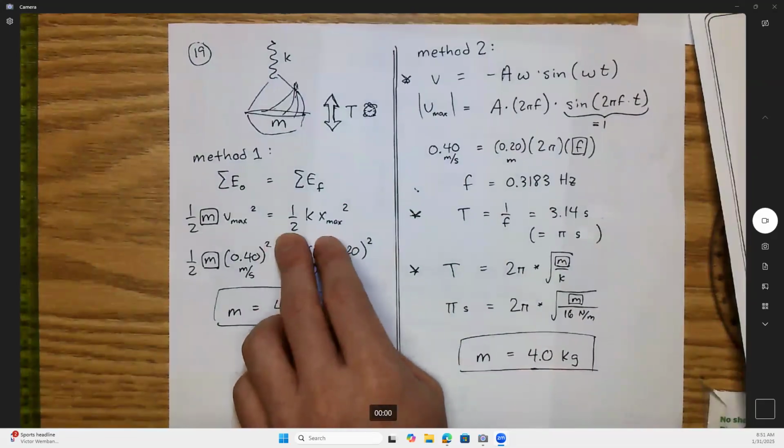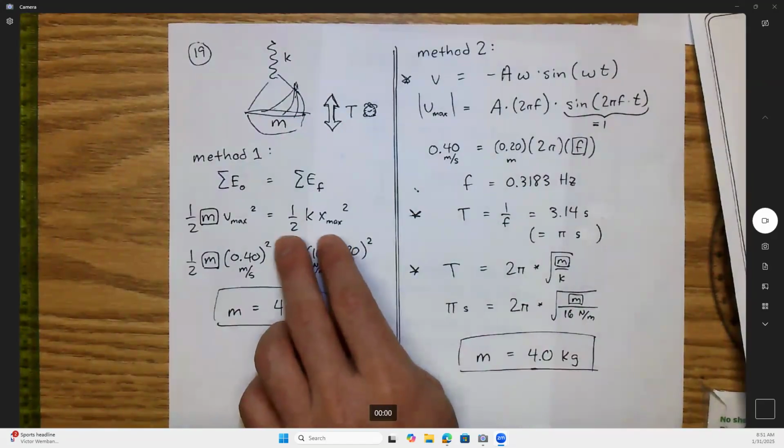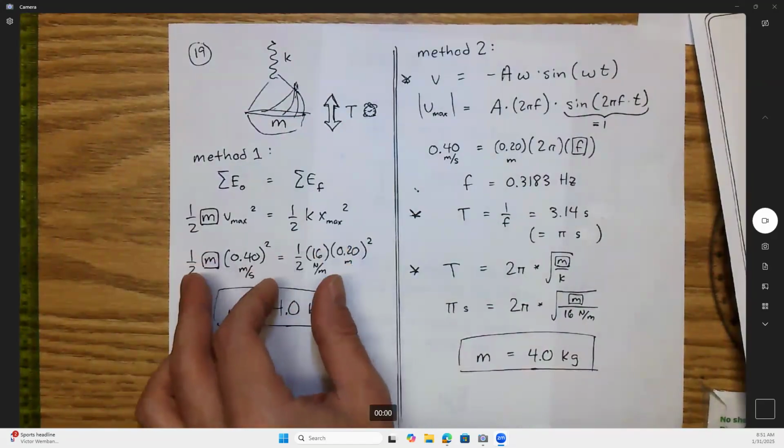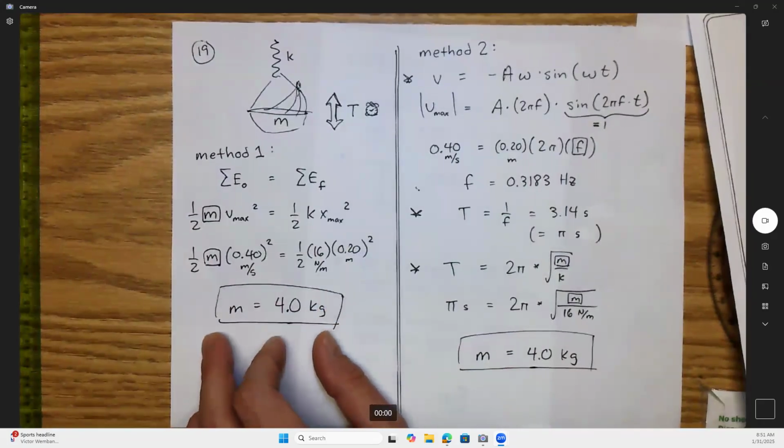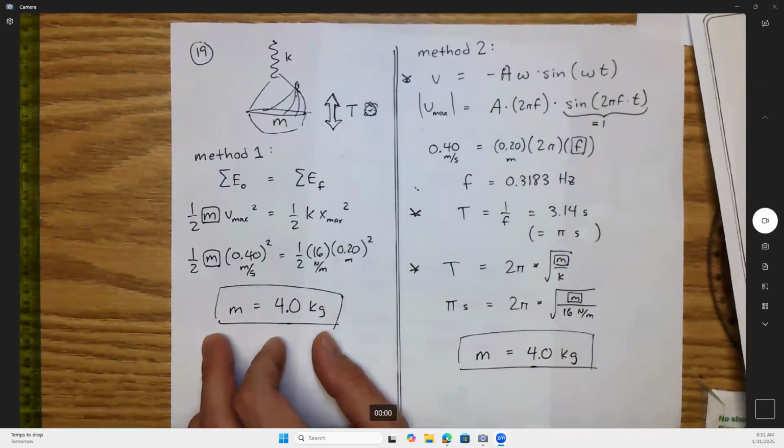And then they told you the amplitude, so 1/2 k x squared. Hey, that's the energy stored in the spring. Yes, because it's an energy setup. So anyway, you can pop in all the values and solve for the one unknown, which is the mass, in this case, of the bananas. So you can solve it that way.